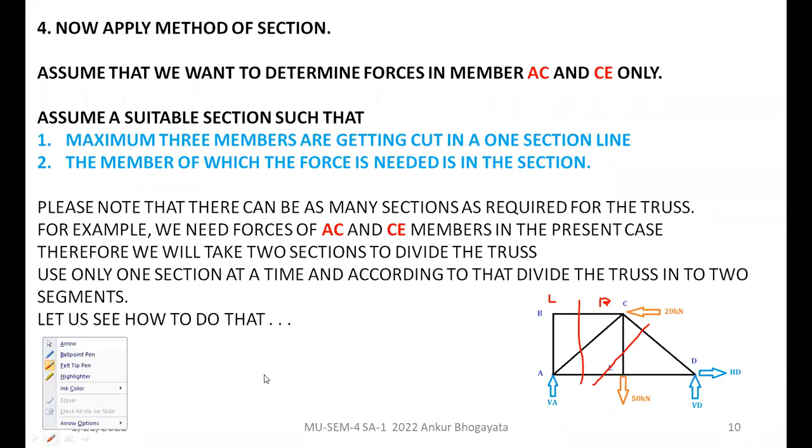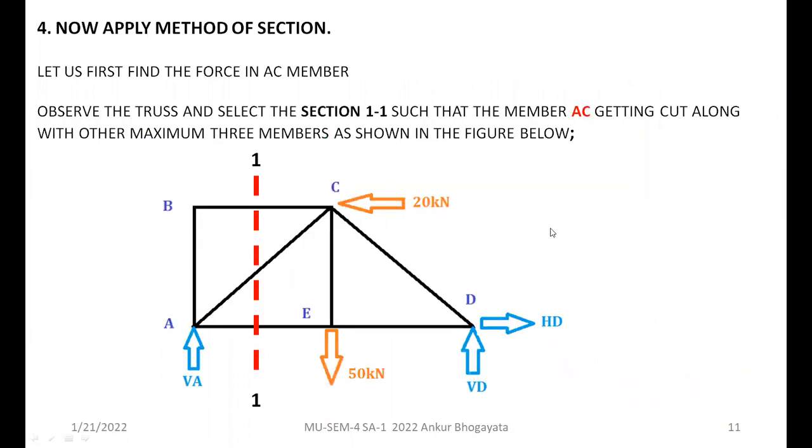So let me bring you to the solution by removing these unnecessary lines and going back to the original figure. Okay, so friends, let's start. This is the exact page we are interested in. Let us now apply the method of sections. Let us first find the force in member AC. You will see that I have selected section 1-1 in such a way that it divides the truss into a left hand side and a right hand side, such that member AC is being cut, and also it is not cutting more than 3 members.